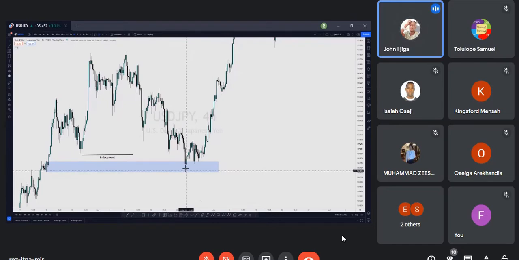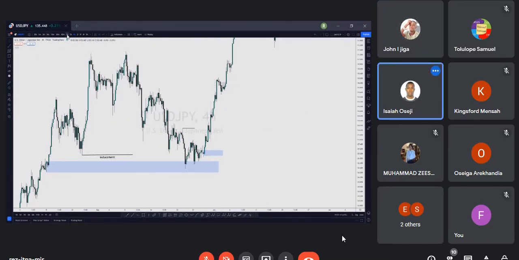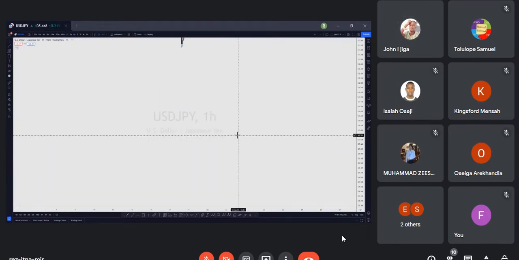But then price moves into your POI and fails to clear out this high, which doesn't give you the confidence to take a trade yet. So you're expecting price to clear out this high, then probably return back into this zone, right? This is a clear example of what you just said, right? Exactly, sir.